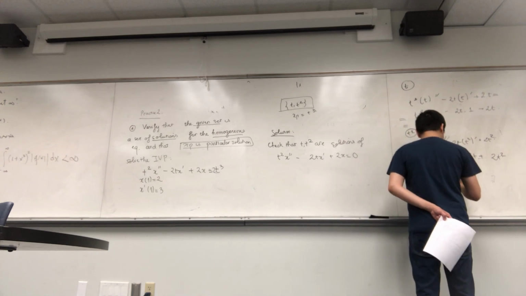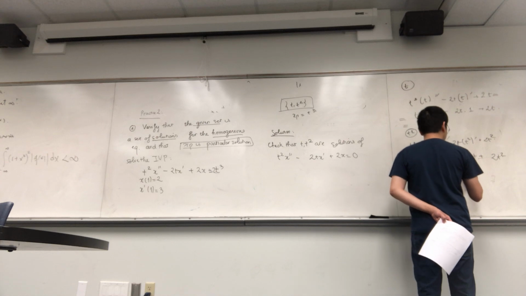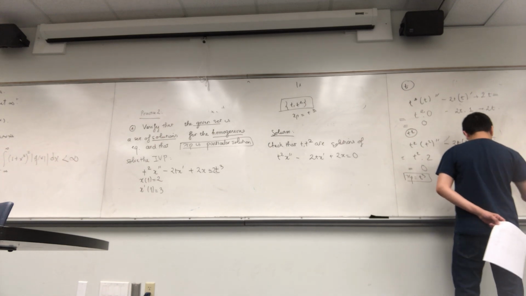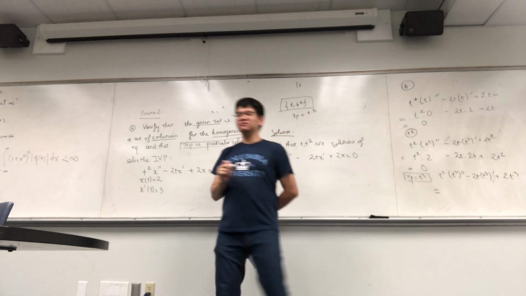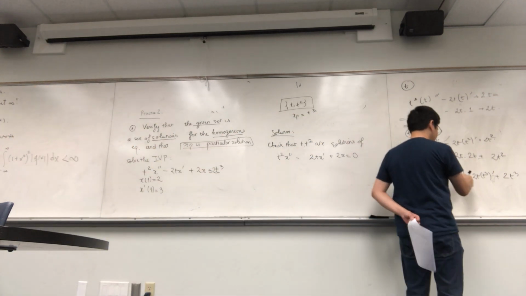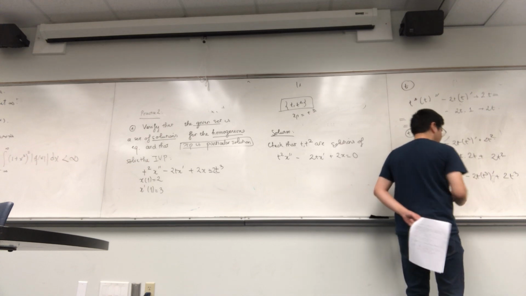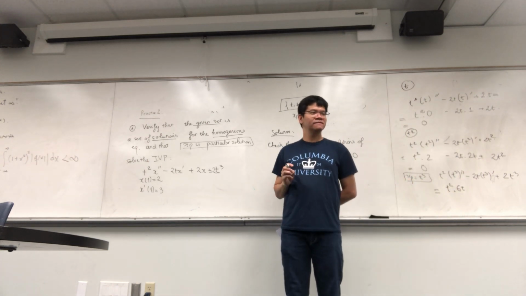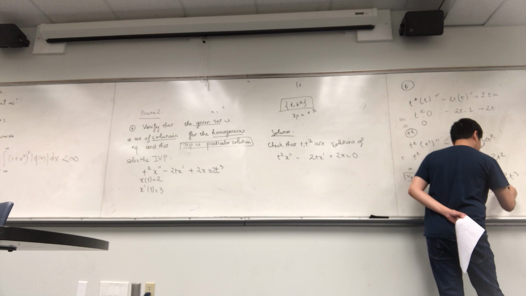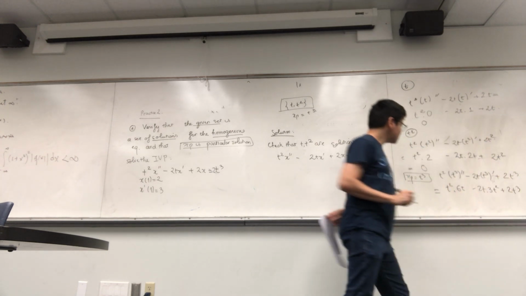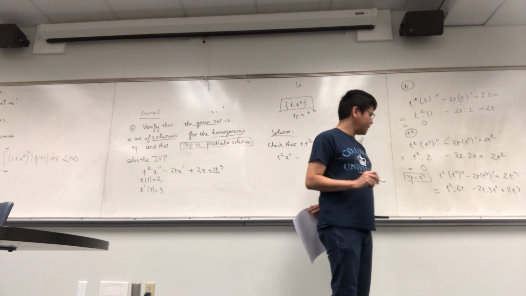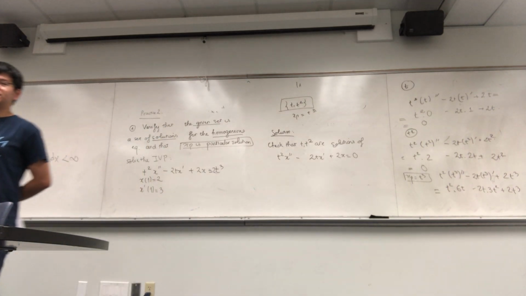So what you do is you plug in t squared times the second derivative of t cubed, minus 2t times the first derivative of t cubed, plus 2t cubed. What is the second derivative of t cubed? 6t. And the first derivative is 3t squared. So you have 2t times 3t squared plus 2t cubed.